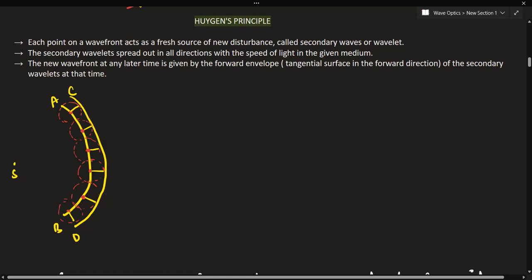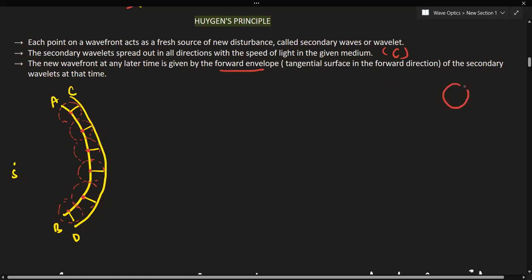Each point on a wavefront acts as a fresh source of new disturbance. All these points are representing the new waves. So the secondary waves spread out in all directions, and with what speed? With the speed of light in the medium, that is c, 3 into 10 to the power 8, which you all are aware of. And the new wavefront at any later time is given by the forward envelope. What is meant by this forward envelope? This tangential surface in the forward direction of the secondary wavelets created at that time.